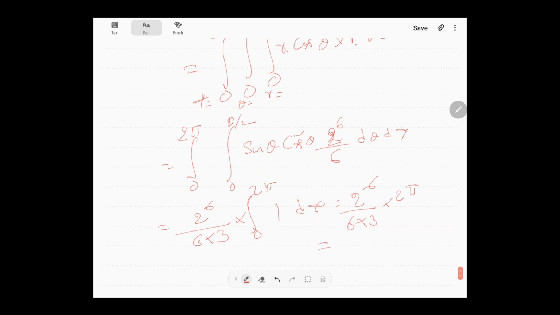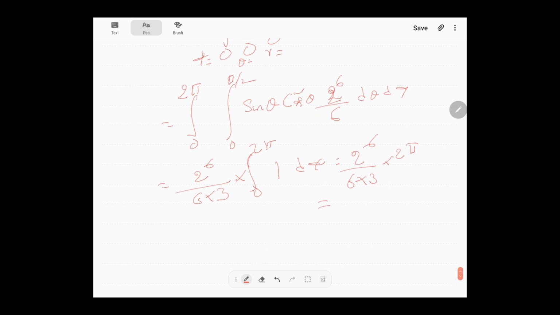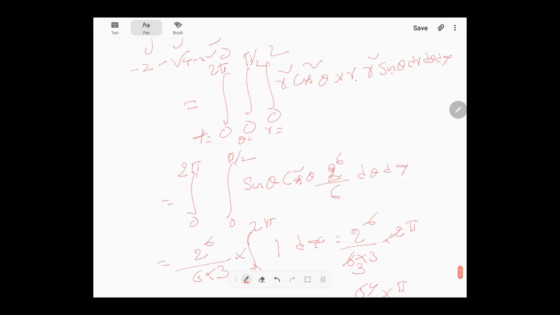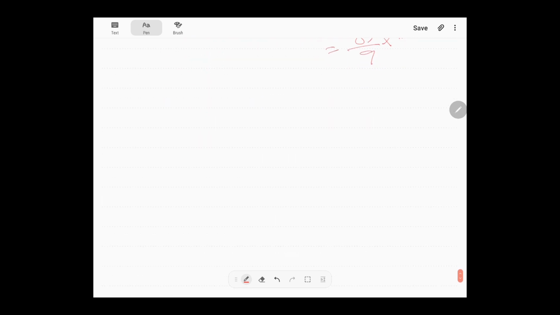So these are the integrals. I suggest you do those integrations. 2 power 6 is 64, by 9 into pi, 64 pi by 9. This is the triple integral of that one. So this is very easy to integrate, so I'm not spending much time on evaluation of those integrals. These are very simple, which you can integrate from your intermediate knowledge.